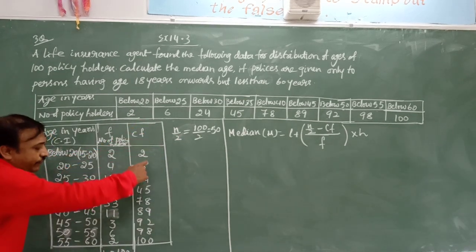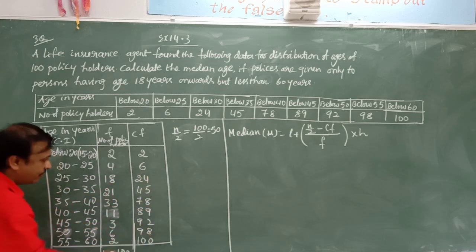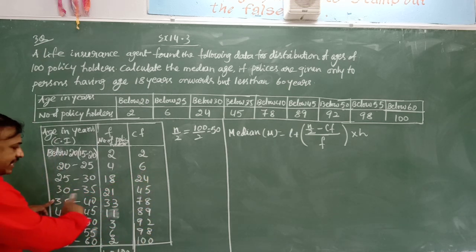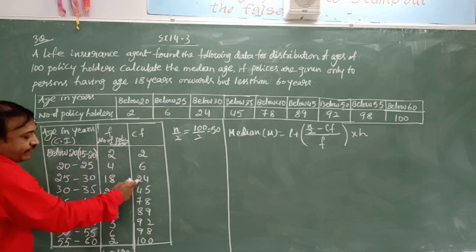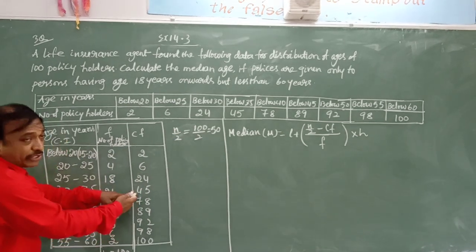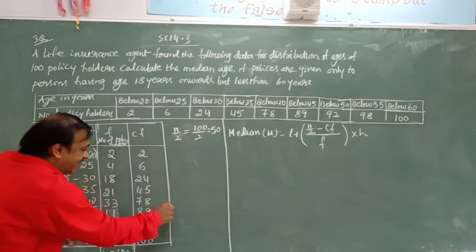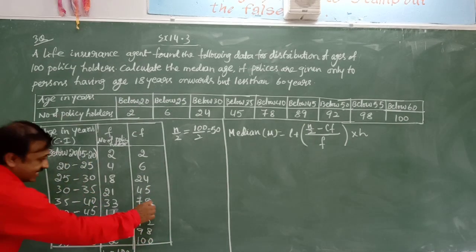Observe 50 in the cumulative frequencies: 2, 6, 24, 45. So it won't lie here. The next one is 78.